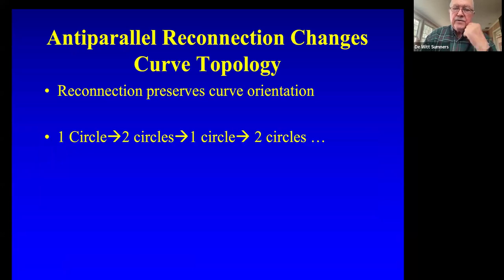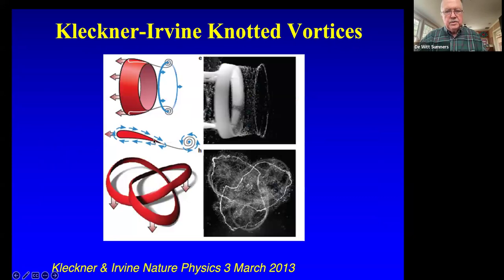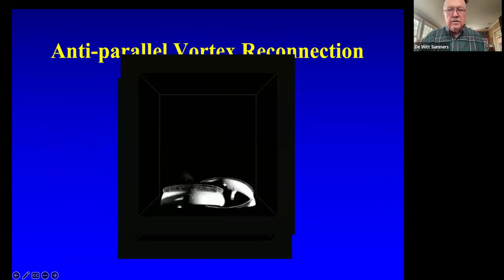A reconnection preserves the curve orientation, as you've seen, but it changes the topology drastically. One circle becomes 2 circles, and if you reconnect them, it goes back to 1 circle, and so on. So iterated reconnection on circles gives you a circle, 2 circles, and so on. So here again is the Kleckner picture, and finally here is the picture of the vortex tube.